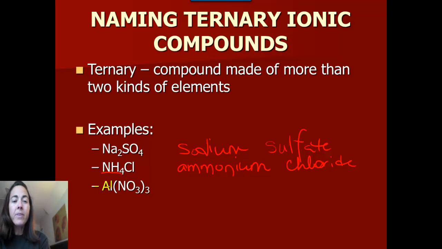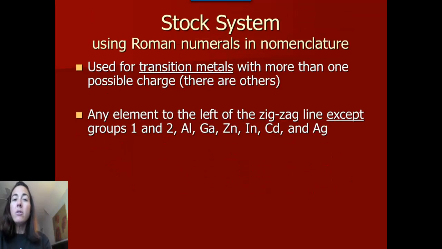Last one, aluminum is definitely the positive ion that comes first, and this one's really easy to recognize because you have the parentheses around the NO3. So I'm just going to call this aluminum. You want to look up the name of NO3 in your packet. It's called nitrate. So this is aluminum nitrate. And that's how you name the ternary compounds.